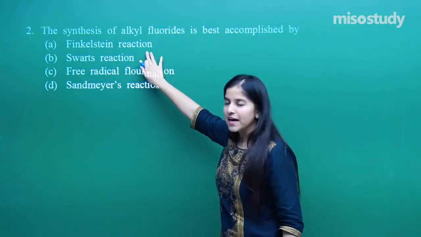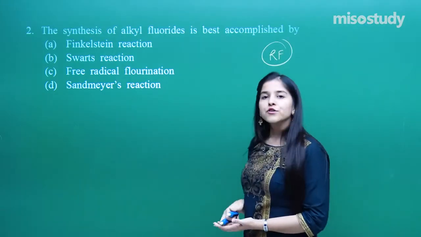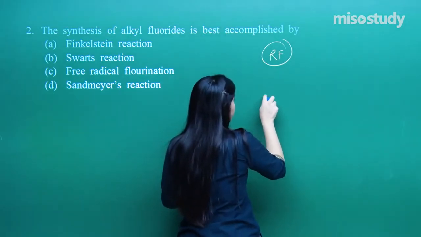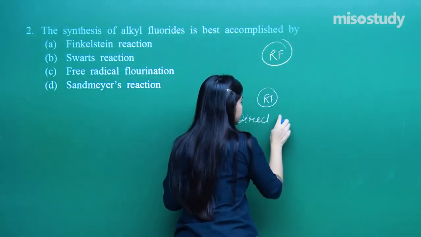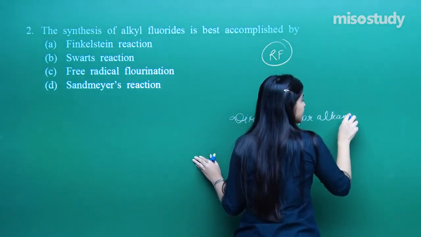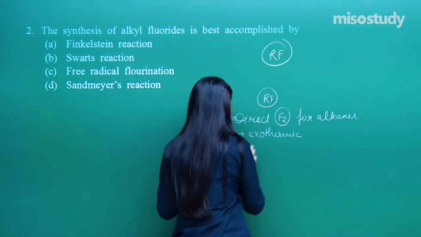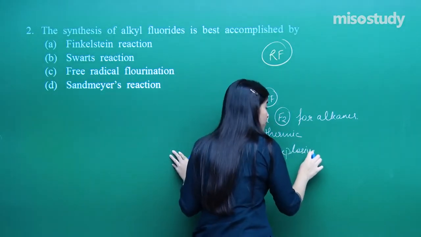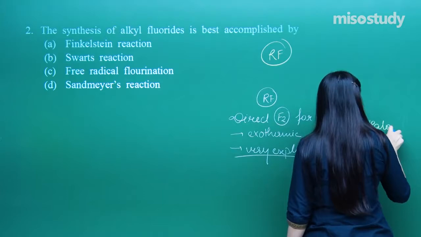So I've got a Finkelstein reaction. I need to form alkyl fluoride, RF. As we all know, direct fluorination for alkanes, direct F2 for alkanes, is a very exothermic reaction first of all. Also it is very explosive due to the smaller size of the fluorine atom. That is why we take up the halogen exchange reaction instead.